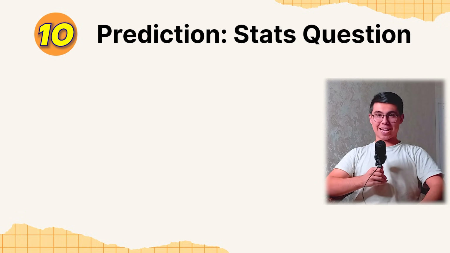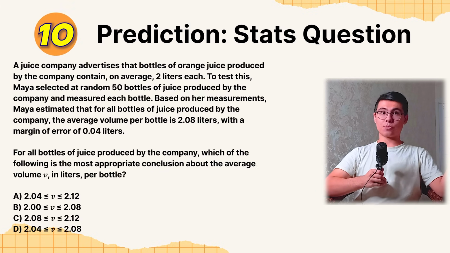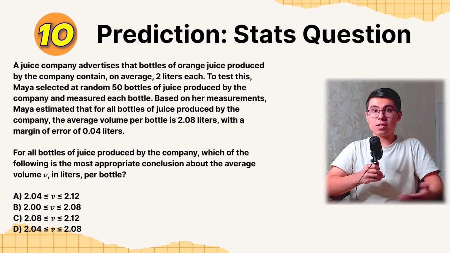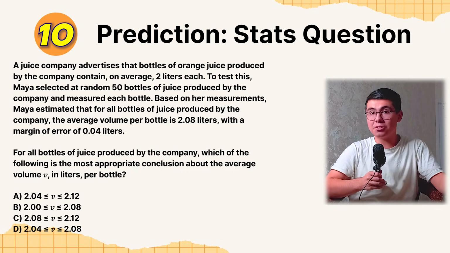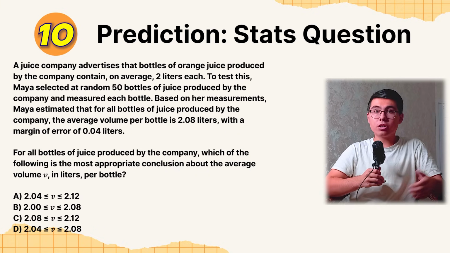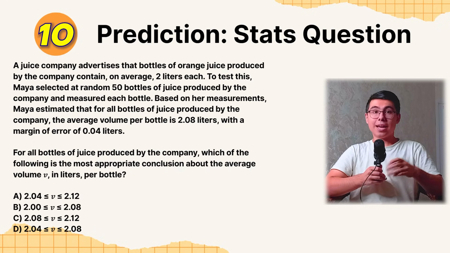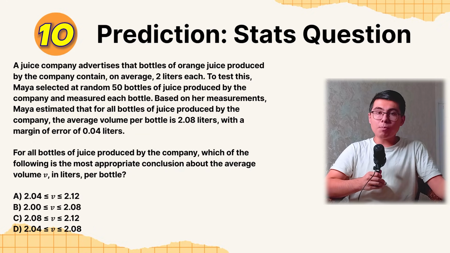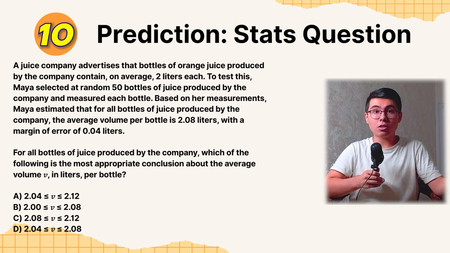Prediction number 5, stats question. So now let's talk about this SAT stats question. A juice company says their bottles have 2 liters on average. Maya grabs 50 bottles, measures them, and finds that the average is 2.08 liters. But there is a margin of error of 0.04 liters. Now they ask, for all bottles, what's the most appropriate conclusion about the average volume?